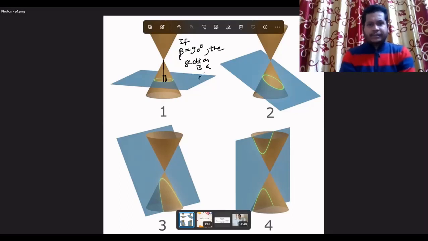I think that's pretty clear. Okay, you all can make a note. This is the first case, the first scenario. Now coming to the second one, the second case.